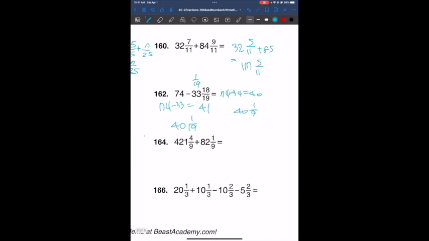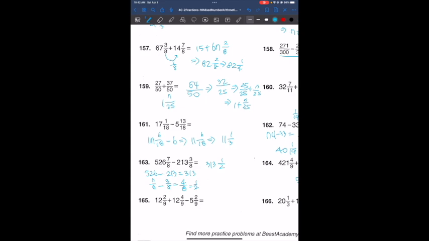For 164, we're also going to do the same thing. So add the whole numbers together, and that is going to bring 503. And then add the fractions together. So that would be 503 and 5/9.